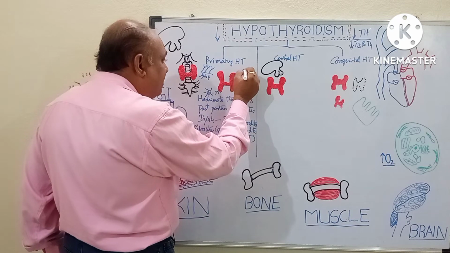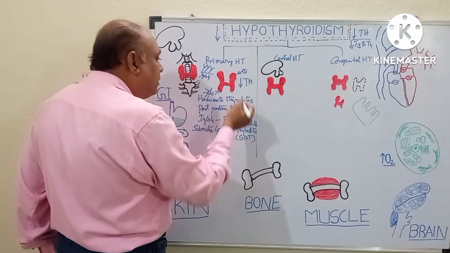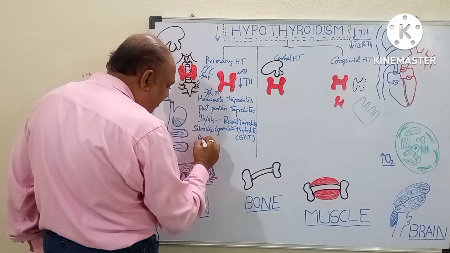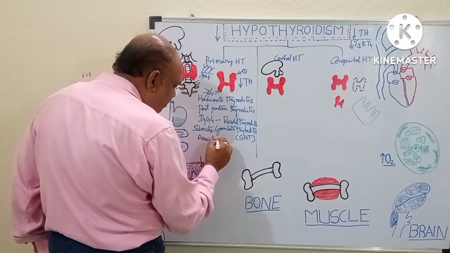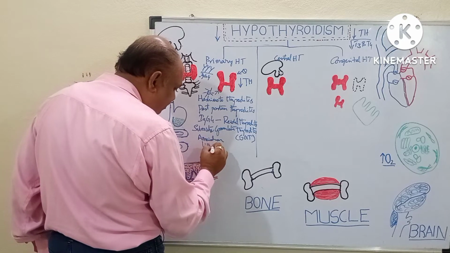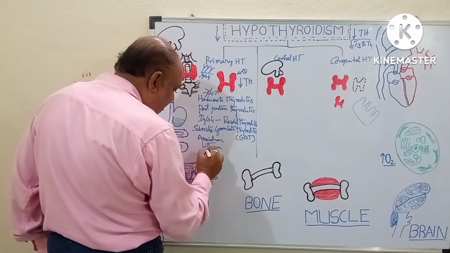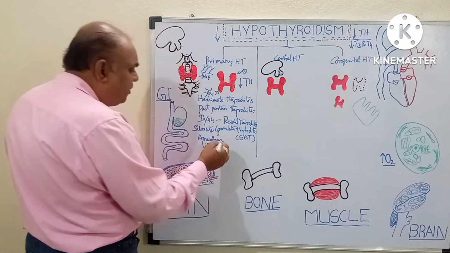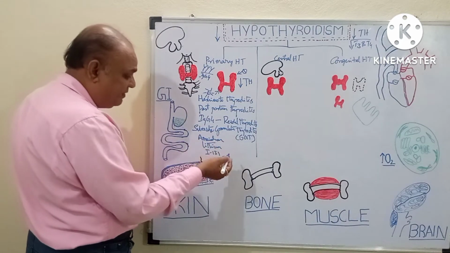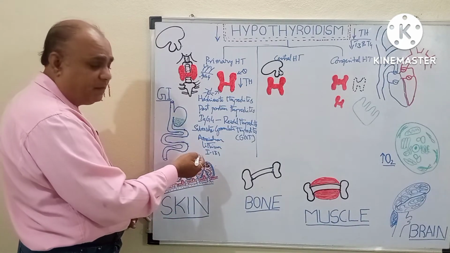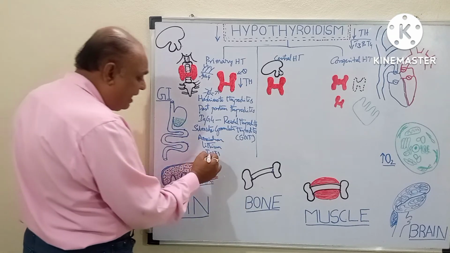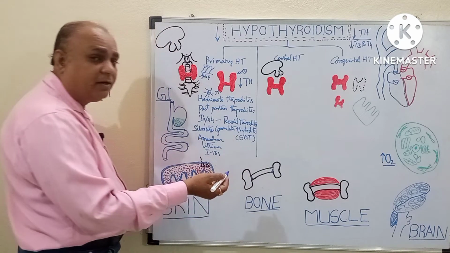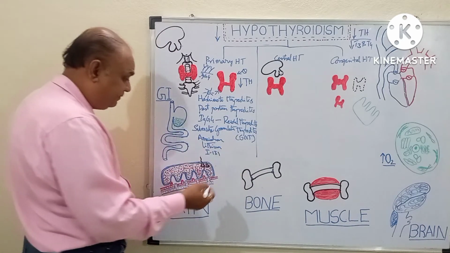There are few drugs which also lead to hypothyroidism. Their action also leads to hypothyroidism: amiodarone, lithium, I-131. Amiodarone is an anti-arrhythmic drug, which is a life-saving drug. Lithium is commonly used for bipolar disorders. I-131 is nothing but iodine 131, which is used for the diagnosis and the treatment of thyroid gland cancers.